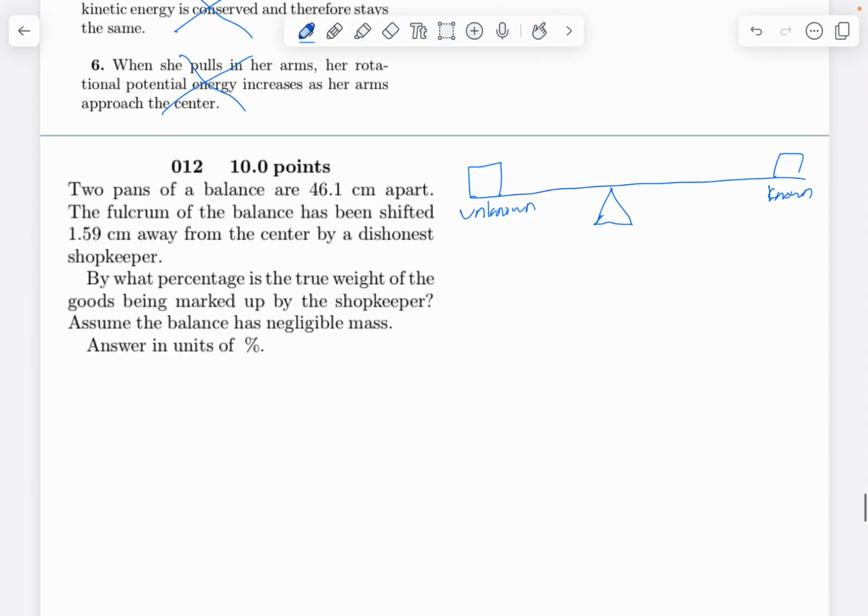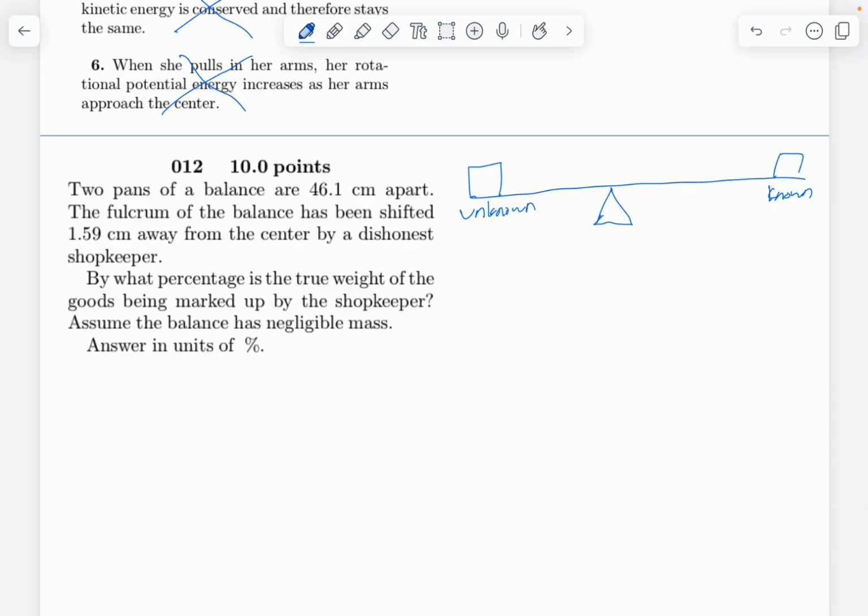Okay, but if you're a shopkeeper and you want to rip off your customers, you'll just move the fulcrum, right? So if I'm selling gold, then I want them to think that there's more gold than there actually is, so that they will pay me more money, even though I'm selling them less gold, right?